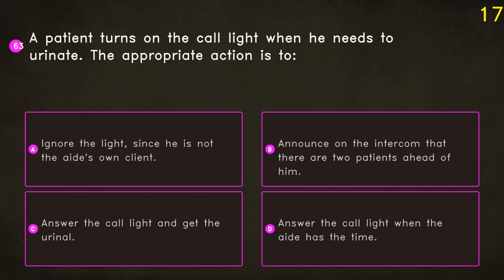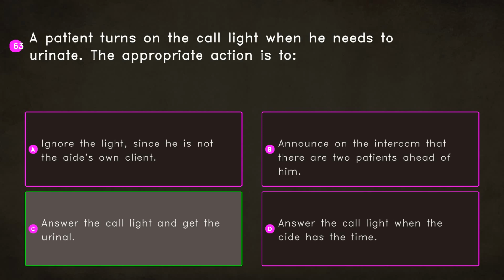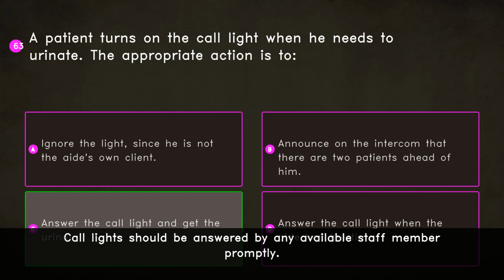Question 63. A patient turns on the call light when he needs to urinate. The appropriate action is to: A. Ignore the light, since he is not the aide's own client. B. Announce on the intercom that there are 2 patients ahead of him. C. Answer the call light and get the urinal. D. Answer the call light when the aide has the time. The correct answer is answer the call light and get the urinal. Call lights should be answered by any available staff member promptly.